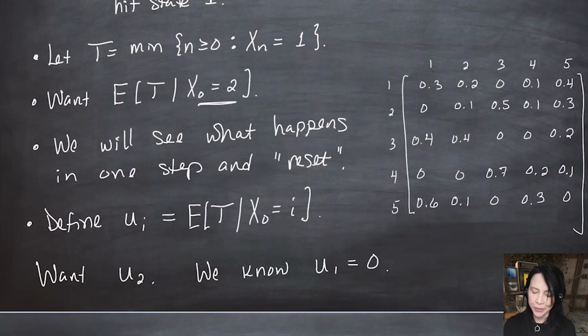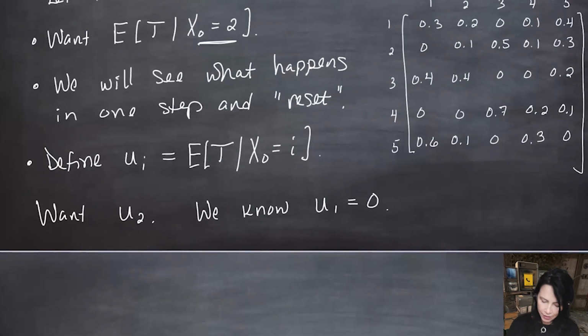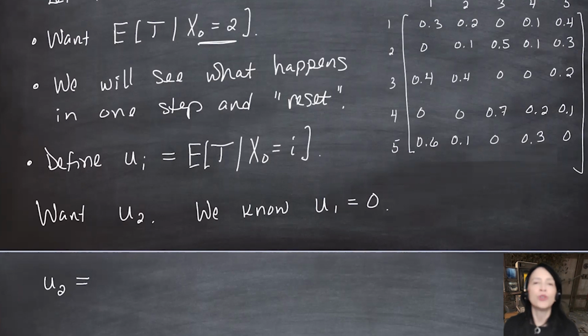So let's find u2 though. What I'm about to do is kind of informal. I think it's nice and intuitive though. And when we're done, I'll go back and show you how to formalize this just a little bit more. So we're starting from state 2. We want to know how many steps it takes to get to state 1. I have to take at least one step because we're not there. So I get a 1 plus.